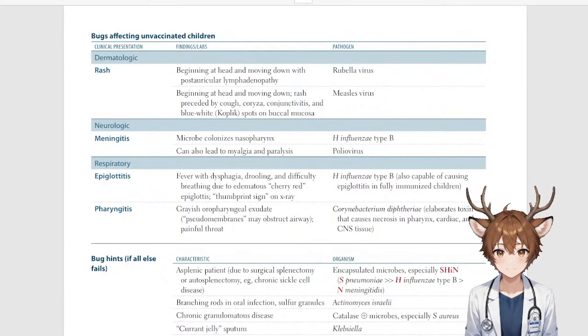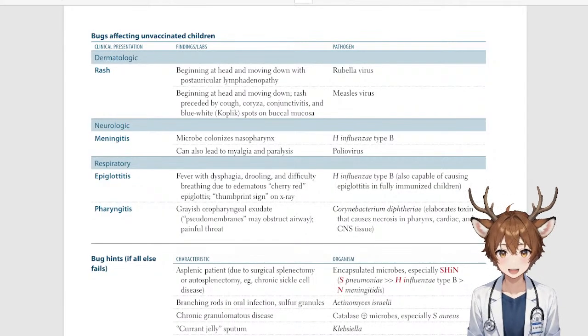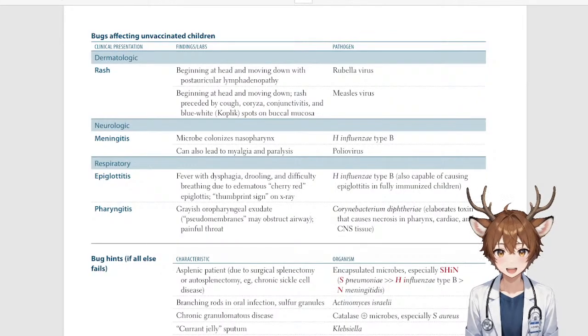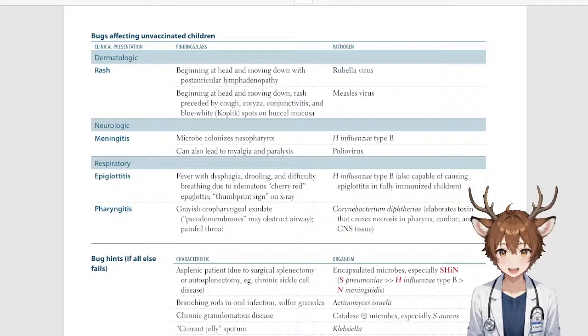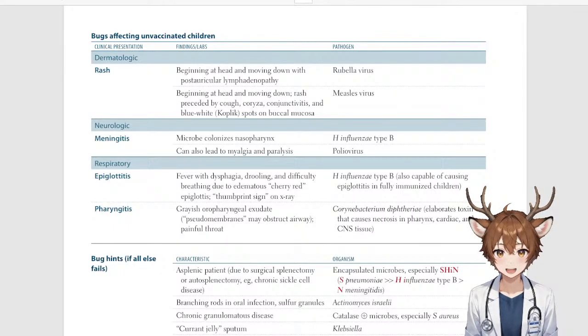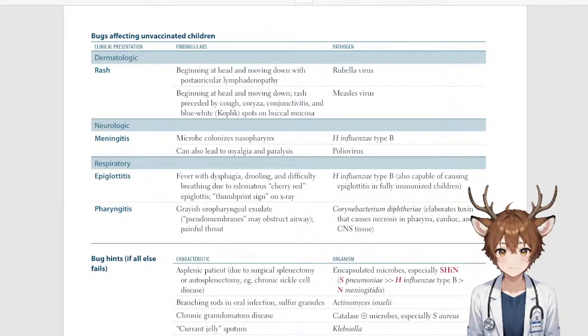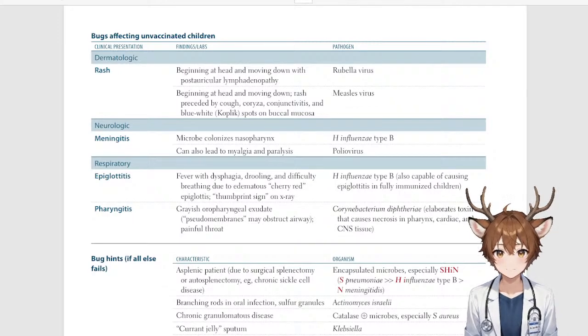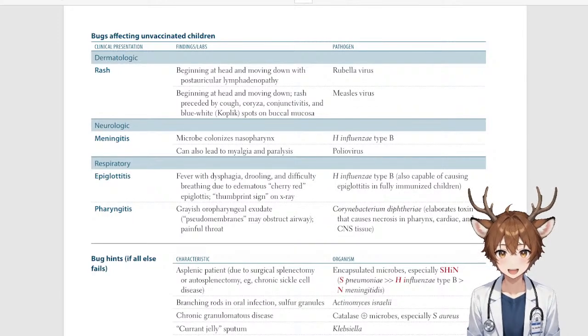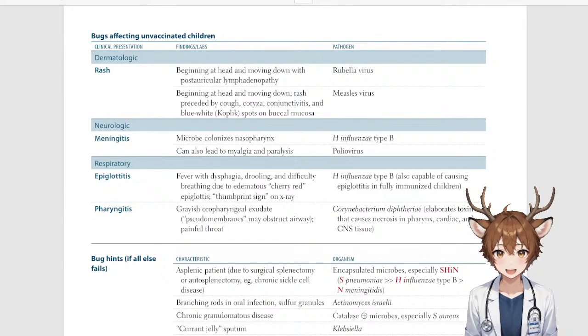Okay. Pertussis. Low-grade fever, coryza leading to whooping cough. Post-tussive vomiting leading to gradual recovery. Bordetella pertussis. And for Bordetella pertussis, they have an acellular vaccine for that. What about pharyngitis? Pharyngitis, grayish membranes, may obstruct airways, Corynebacterium diphtheriae.